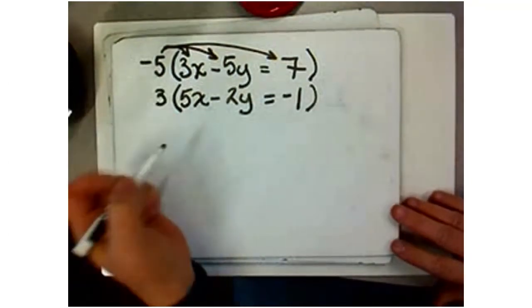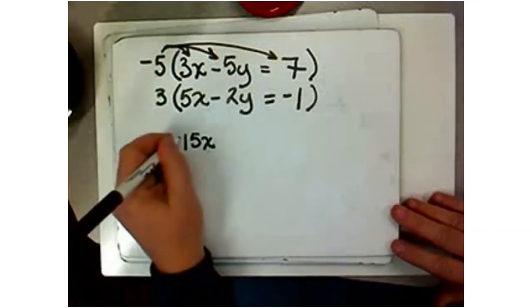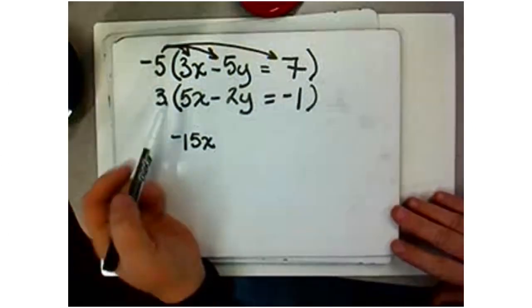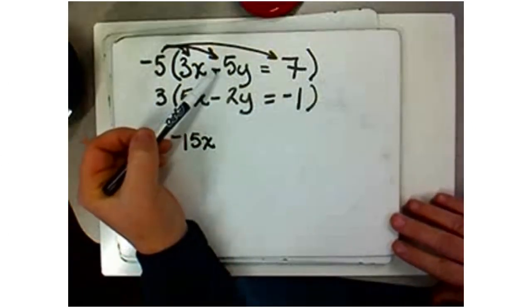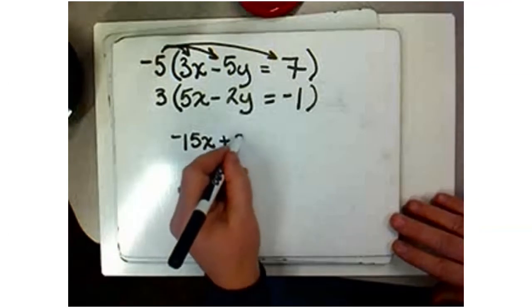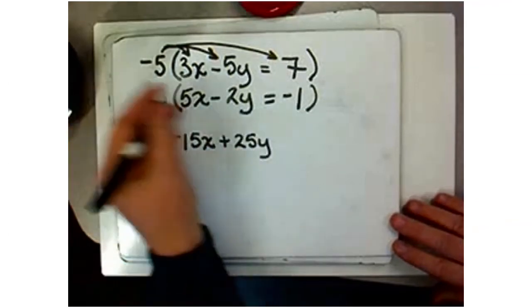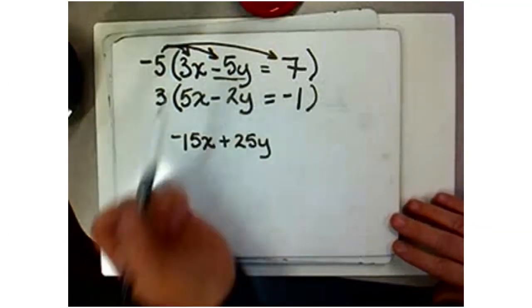Negative 5 times positive 3x would become negative 15x. Whew, I almost missed my negative rules. All right, negative 5 times minus 5y, negative 5y would be positive 25y, right? A negative times a negative is positive. Remember to look at that minus 5y as a negative.